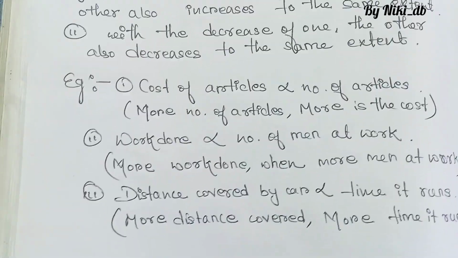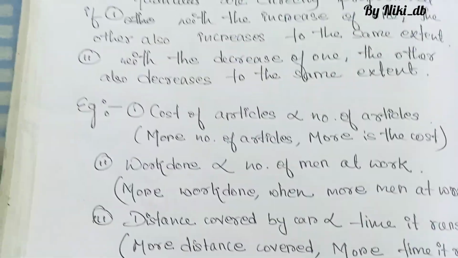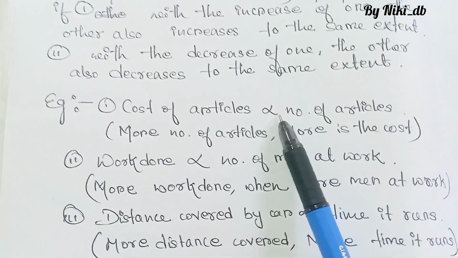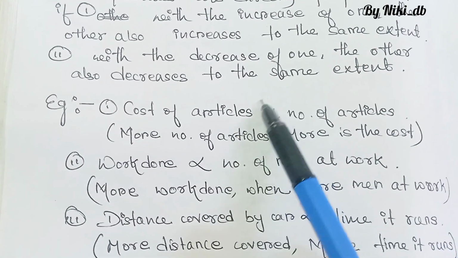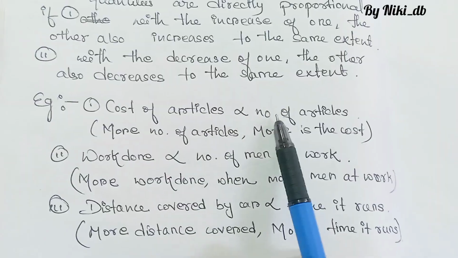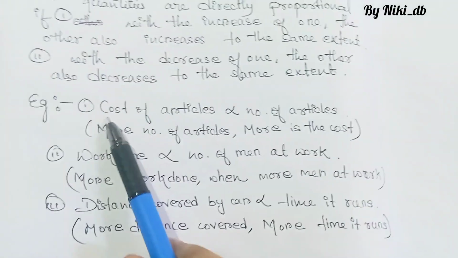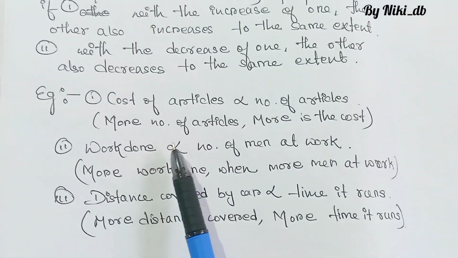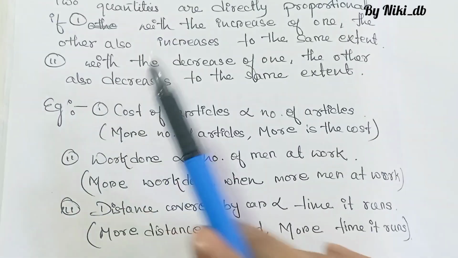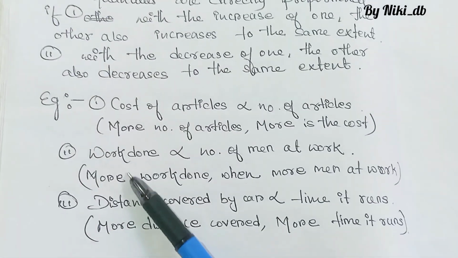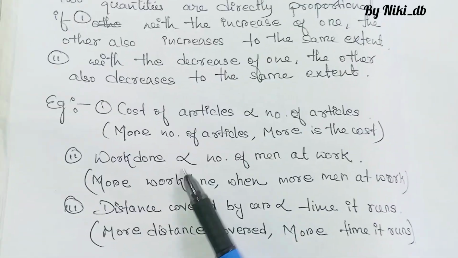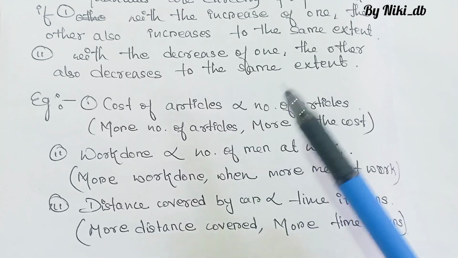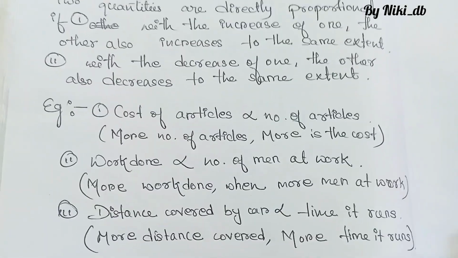Let's take some examples here. Example number 1. Cost of articles is directly proportional to number of articles. This is the proportional sign. More the number of articles, more will be the cost. Number 2. Work done is directly proportional to number of men who work. If more men work, then the work done will be more.